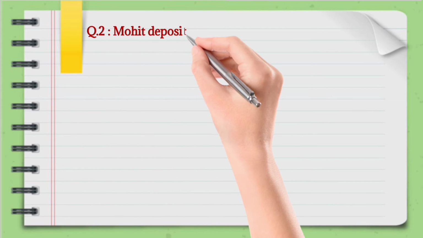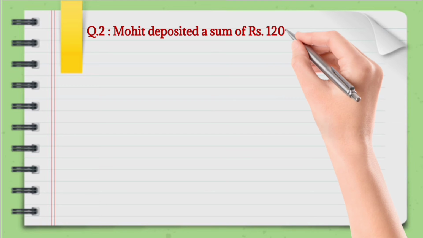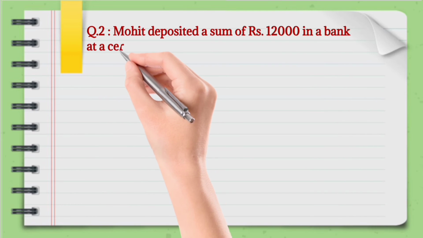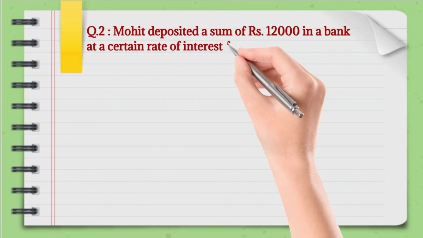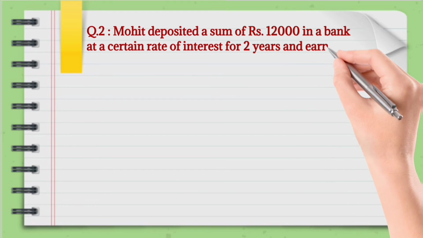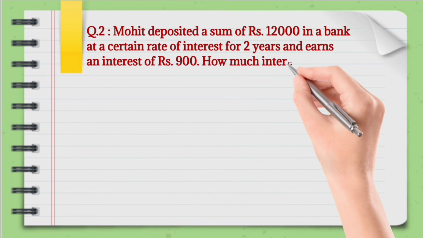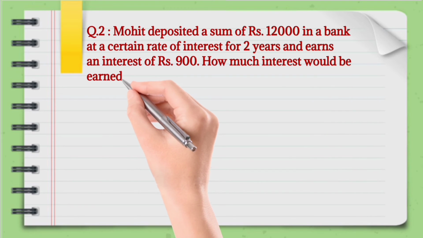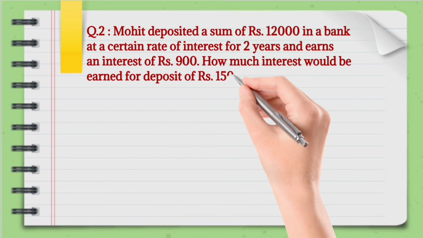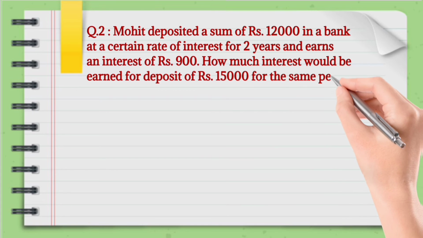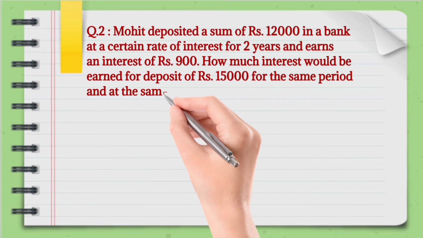Now let's solve another example. So the question is, Mohit deposited a sum of rupees 12,000 in a bank at a certain rate of interest for 2 years and earns an interest of 900 rupees. How much interest would be earned for a deposit of rupees 15,000 for the same period and at the same rate of interest?